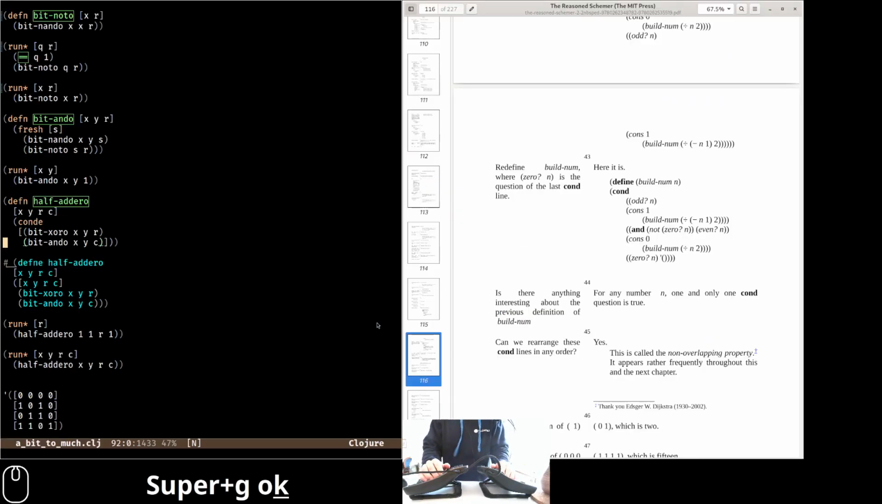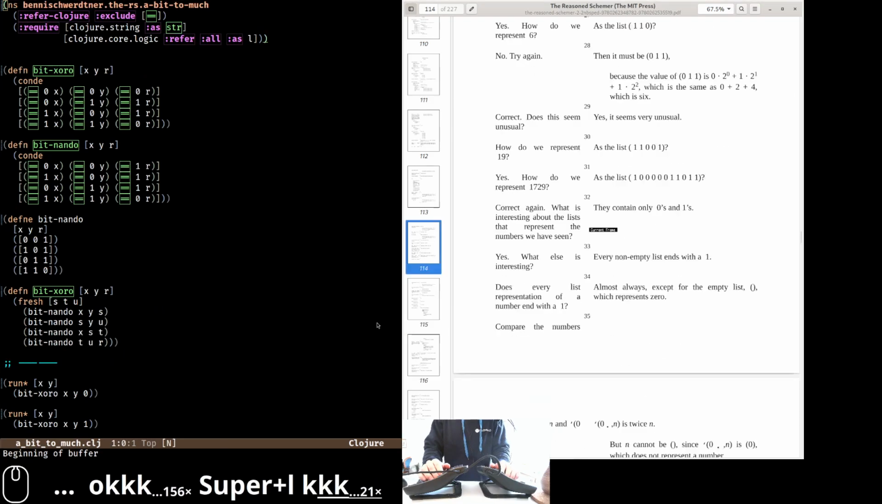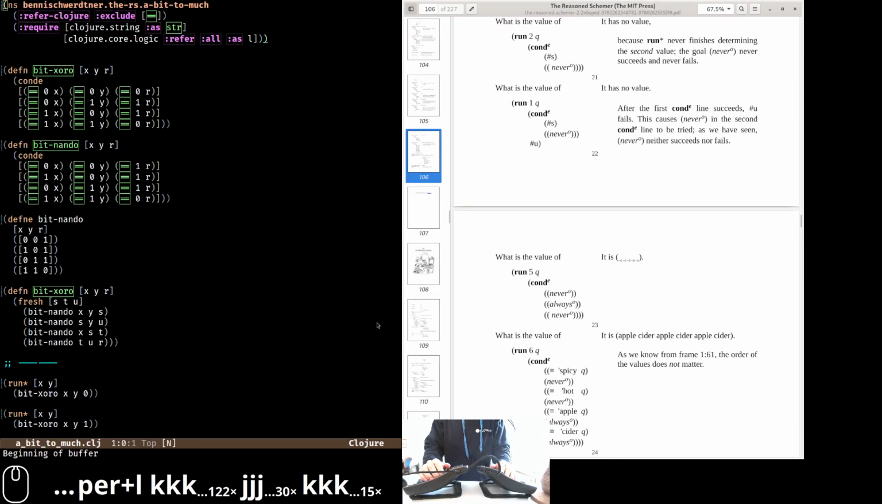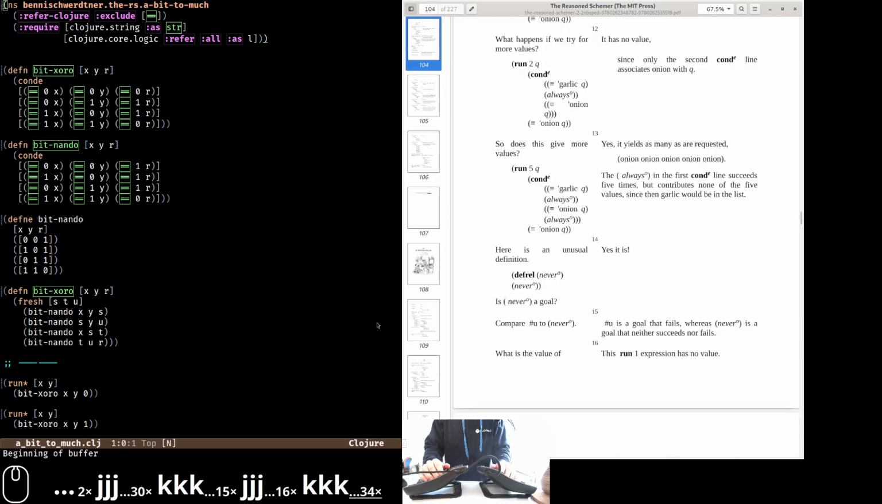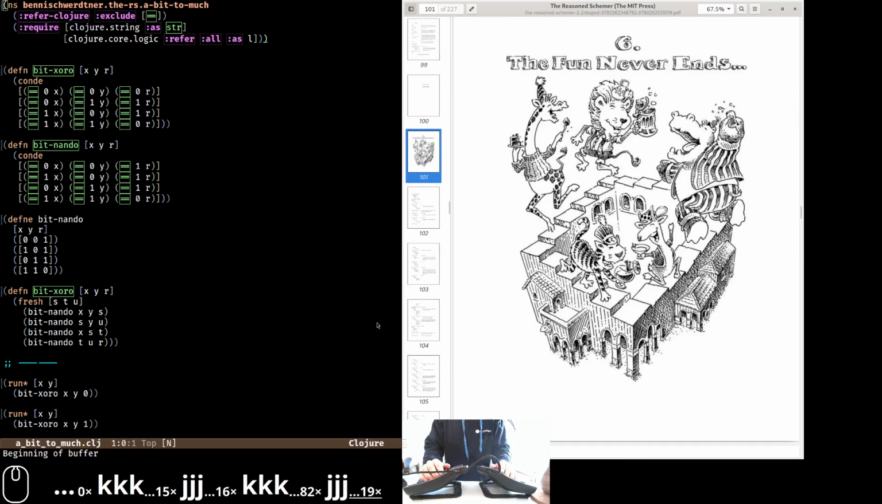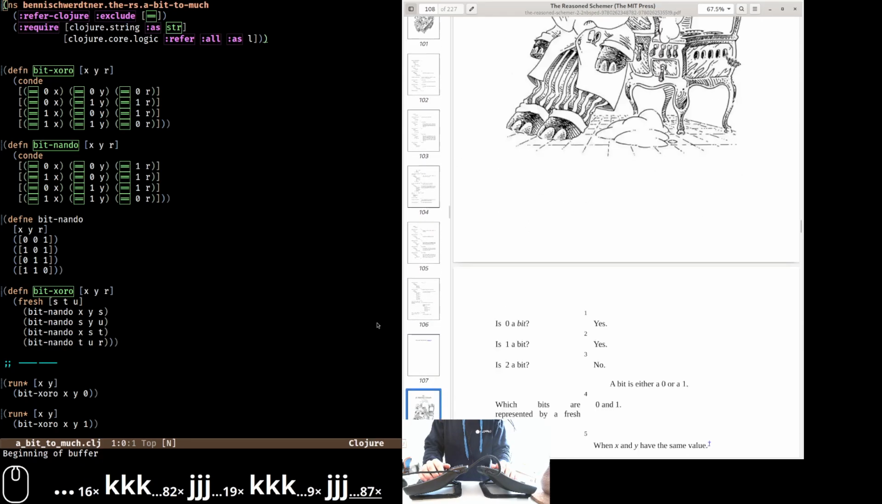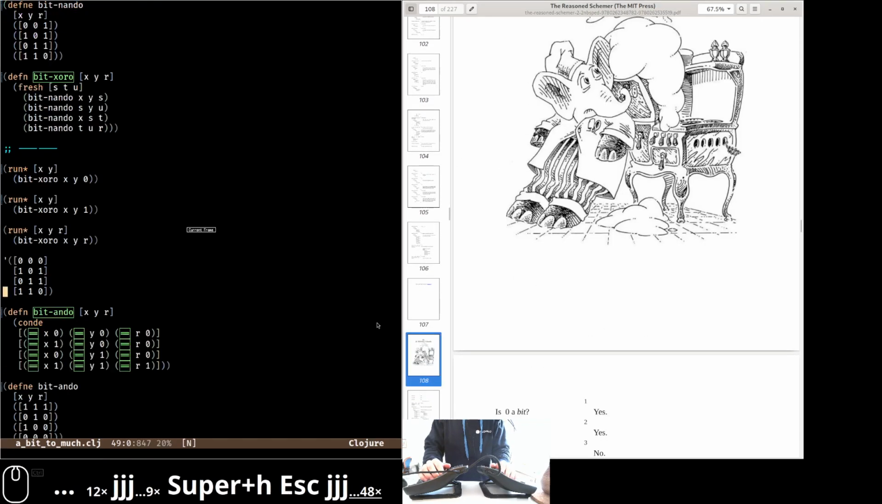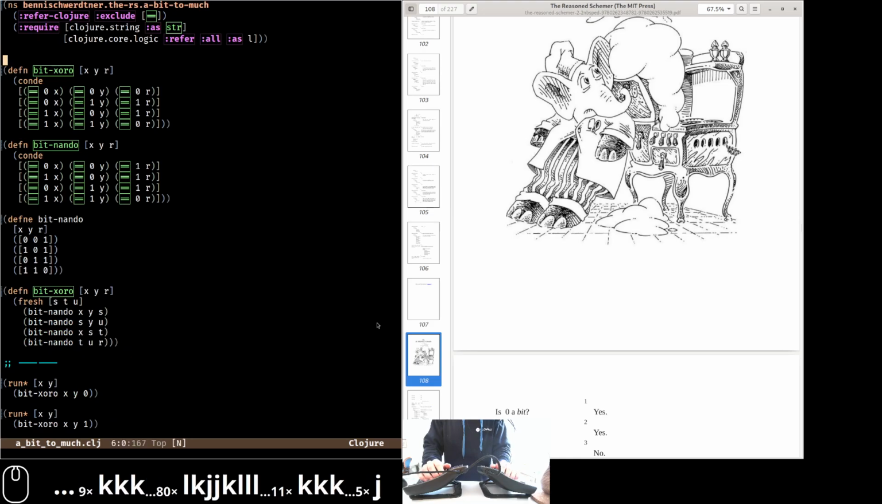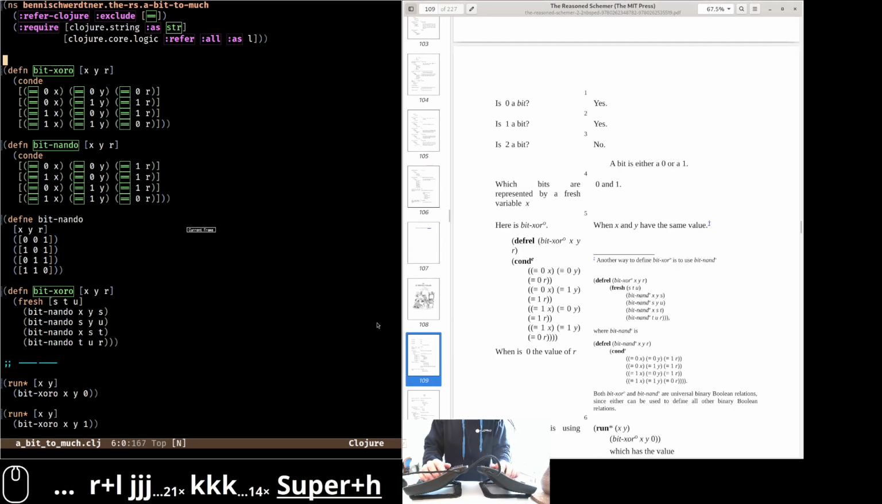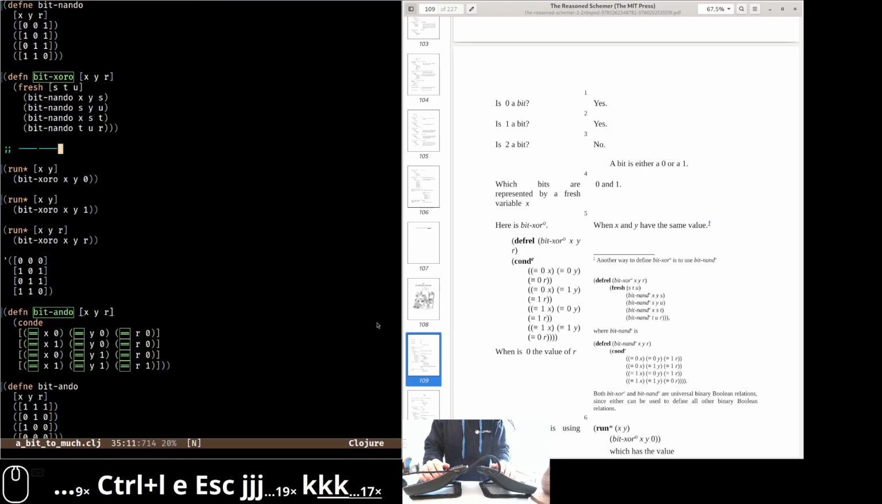Alright, here is the Reasoned Schemer, the Boolean algebra part, and then I guess it will become numbers. Well, we're already at numbers. So first, the bits are zeros and ones. Then we define the truth tables for the relationships between the bits.